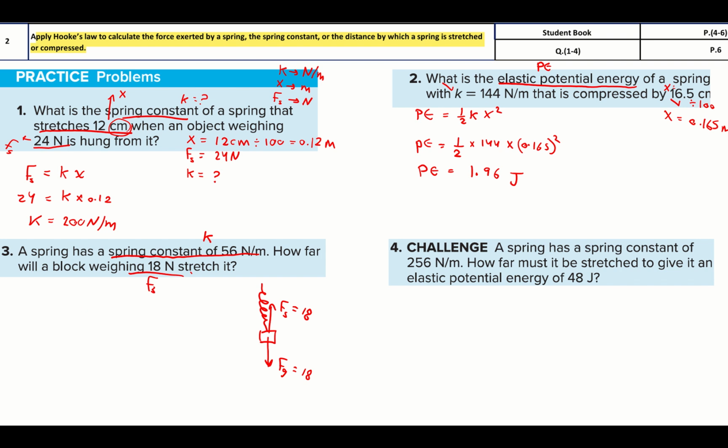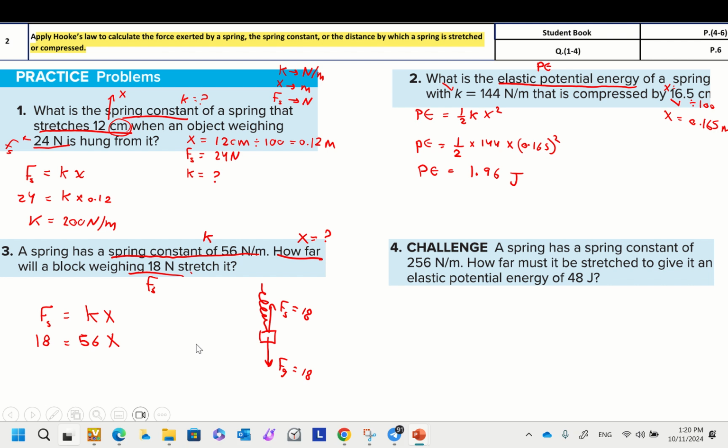So how far will the block stretch it? So he wants me to find the stretch, x. How far will this mass stretch the spring? So using the same equation, Fs equals Kx. Fs is equal to Fg equal to 18. K is 56 and x is the unknown. Divide both sides by 56 or use the shift solve on the calculator.